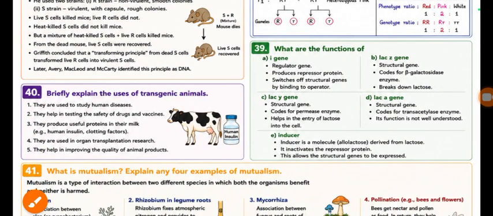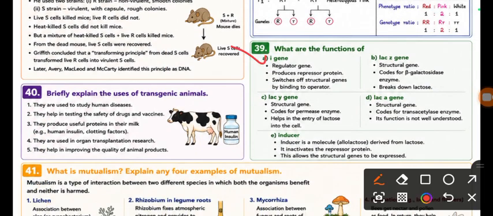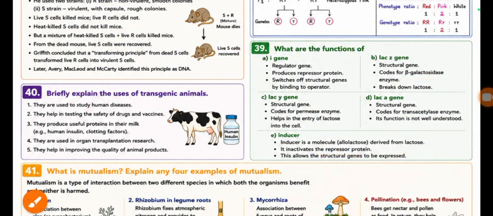And 39th question, function of I gene. I gene is a regulator gene. It produces a repressor and it is responsible for switching off and switching on of the genes. Lac Z gene produces beta galactosidase enzyme. Lac Y gene produces permease enzyme. Lac A gene produces transacetylase enzyme. Inducer here is lactose that inactivates repressor protein. Very easily you can mention.